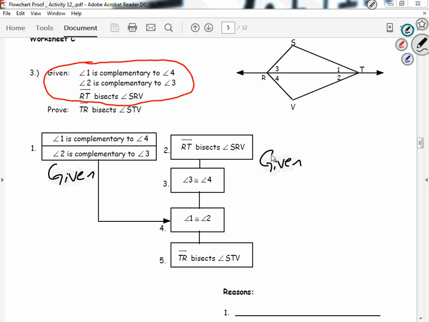Okay, looking at statement 3, notice that it comes from statement 2. Statement 2 says RT bisects SRV. What does bisect mean? It cuts in half. So one half equals the other half. So we have angle 3 is equal to angle 4. We talk about bisecting, and then we say what bisecting does. So what's my reason? Definition of bisect. So for 3, we're going to say definition of bisect.